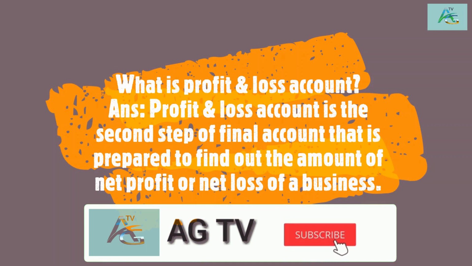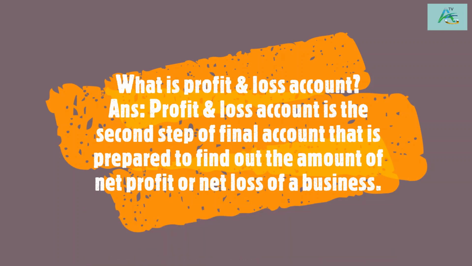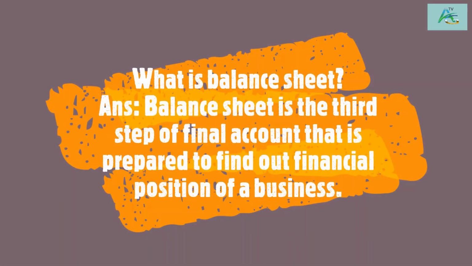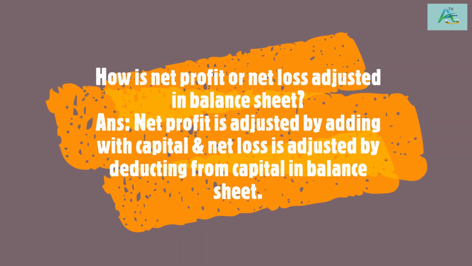What is profit and loss account? Profit and loss account is the second step of final account that is prepared to find out the amount of net profit or net loss of a business. What is balance sheet? Balance sheet is the third step of final account that is prepared to find out financial position of a business. How is net profit or net loss adjusted in balance sheet? Net profit is adjusted by adding with capital and net loss is adjusted by deducting from capital in balance sheet.